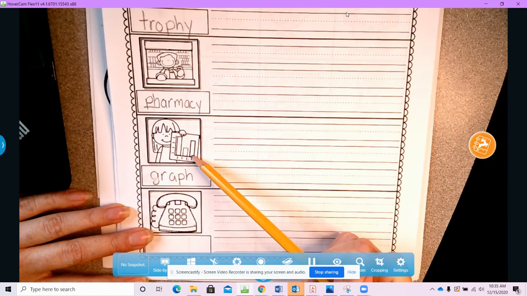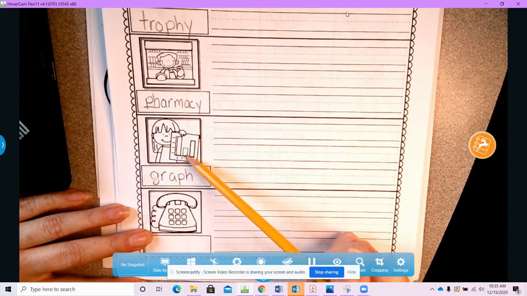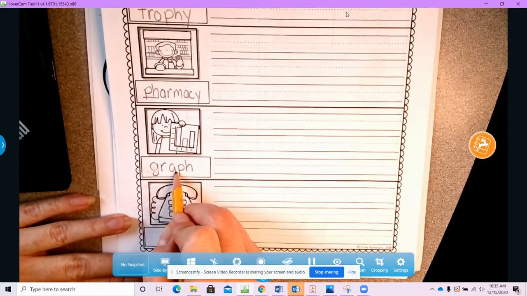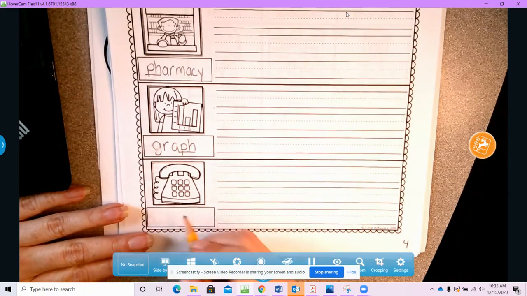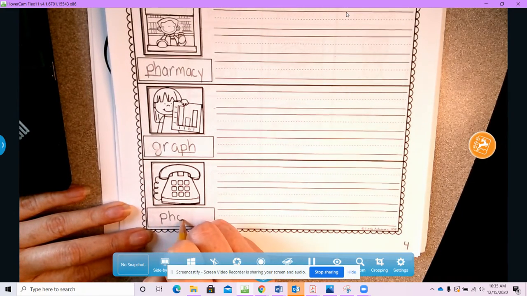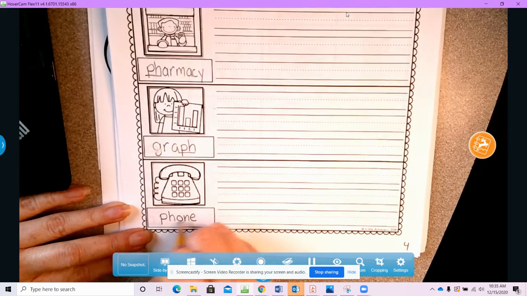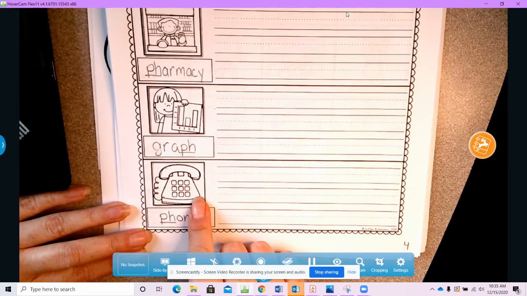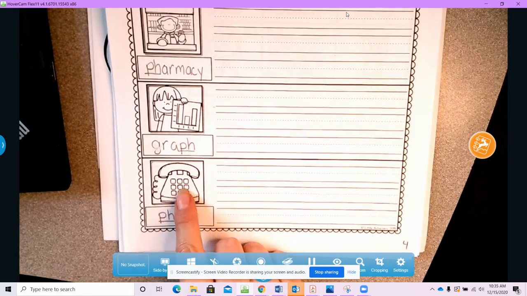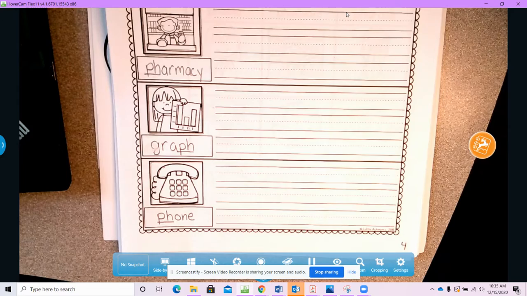So sometimes when we want to find out how many people like something or what the weather is going to be like for the rest of the week, we use a graph to put all of that information. Graph. And then we have phone. This is an old school phone. You guys don't see phones like this anymore. You use cell phones. But this is a phone, and these are the buttons that you press to call somebody. Phone.